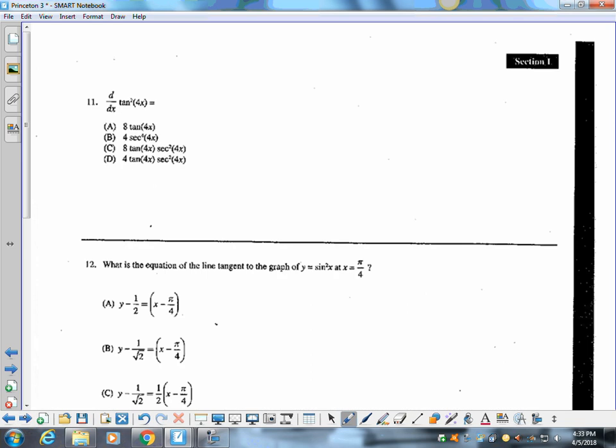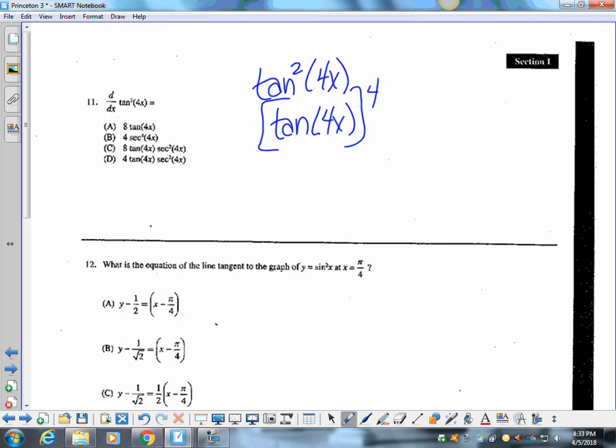Okay, number 11, I want the derivative of tangent squared of 4x. And if you want to, you can think about it like that. Oh, wait, not to the 4th, sorry, to the 2nd. Okay, so I'm going to pull my power down, take 1 off my power, that would be a 1. But now I have to take the derivative of the inside.